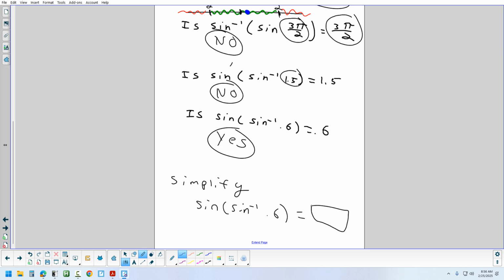So if I asked you to simplify that, what would it come out to? 0.6. Yeah. Not yes. Okay. So don't write yes if it's not a yes or no question. Any question on that one? Just a different way to ask the same thing.